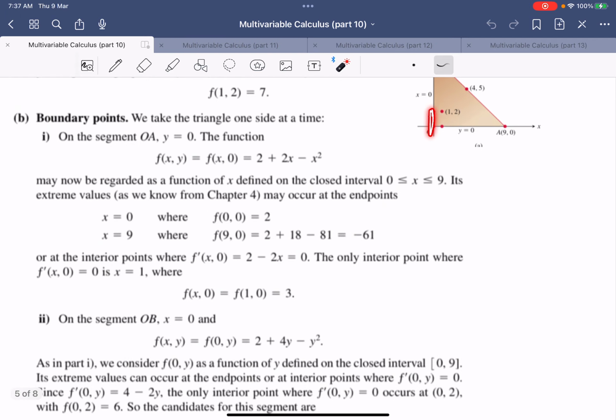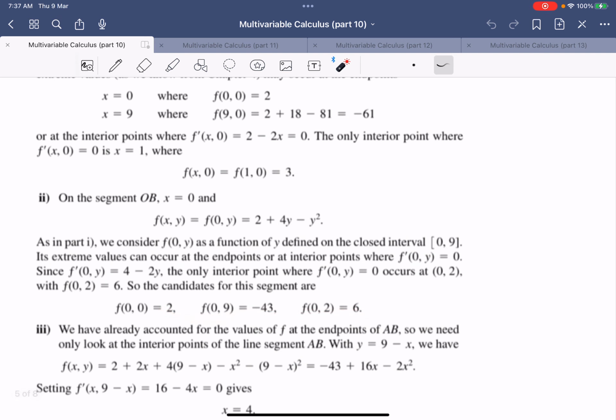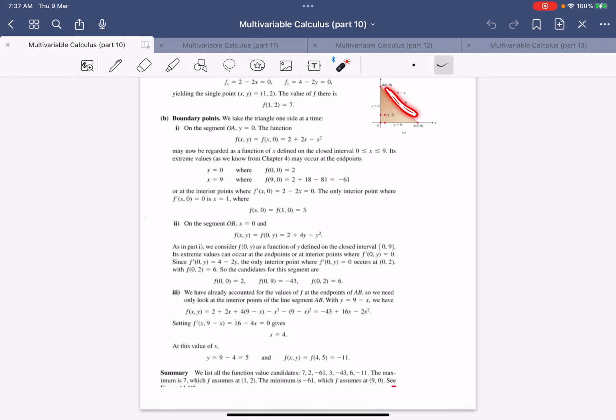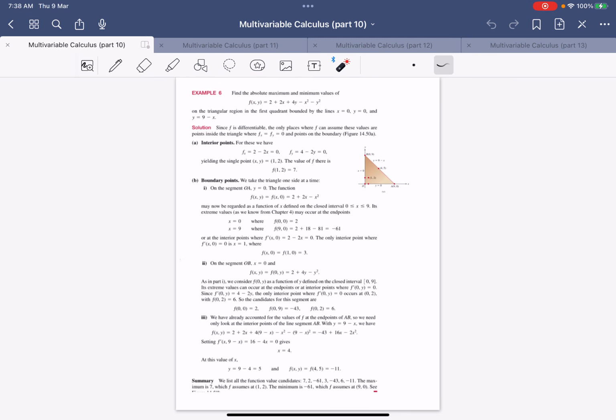Along x equals 0, this will be the function, and we can get the respective coordinates of the critical point on that segment. Then we need to account for this line also, and we just check through and compute all the different values. We see that the maximum is 7, and it is attained at (1, 2), while the minimum is minus 61, and it is attained at (9, 0). You can check through the step-by-step workings to make sure that you understand.